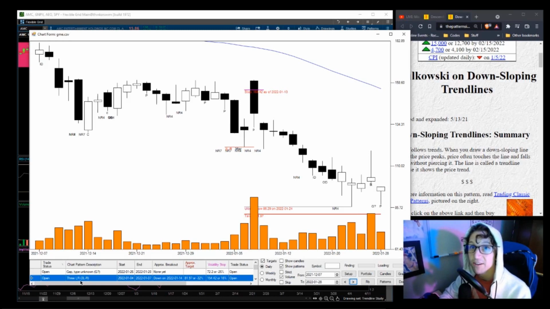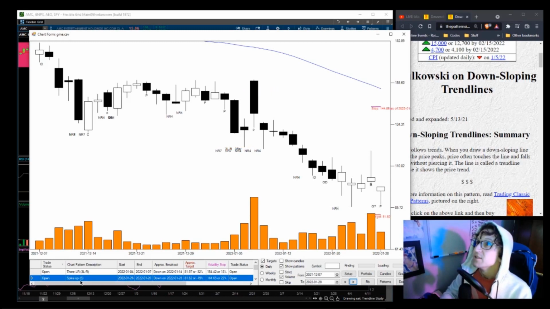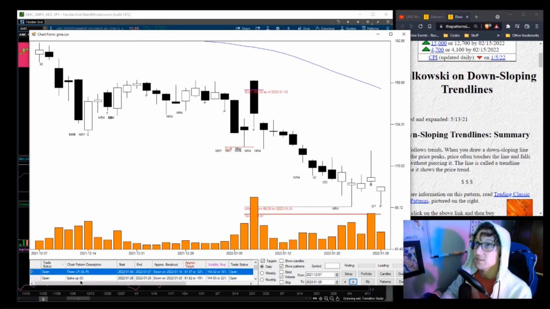We do have an approximate target of 81.97 on a 3LR, and you can see that formed up January 4th through the 7th and broke out on the 14th. So there's a few other price targets that are pretty low, you know, in the 70s and the 81s. Yeah, it still looks like we're going down. And that's okay. That is okay.